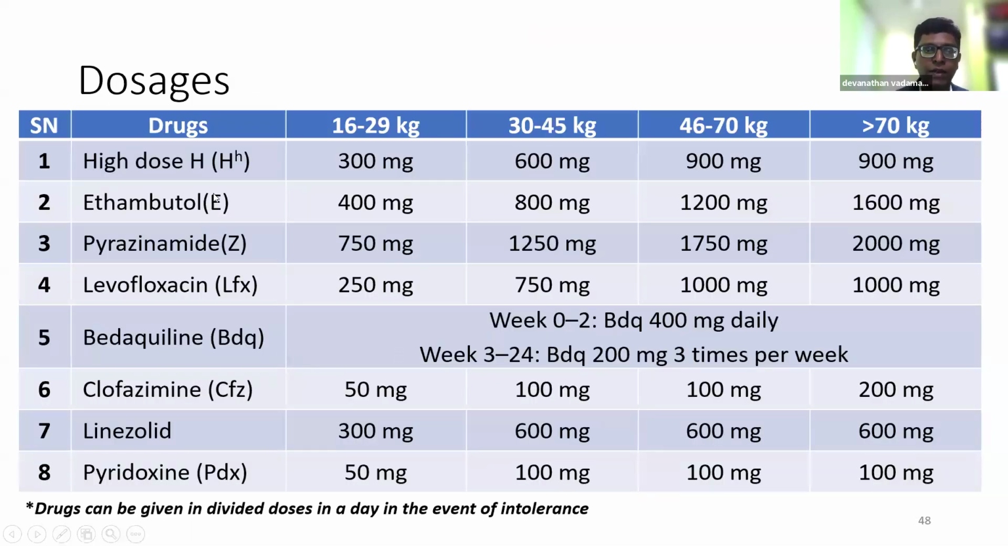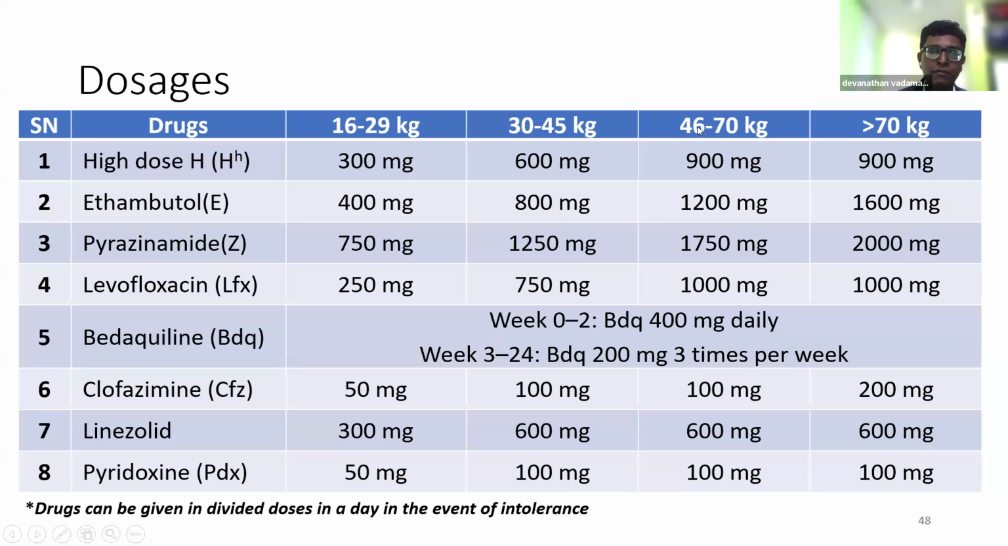So this is how the weight band is calculated. Again, we have seen we have 7 drugs in the intensive phase. In the continuation phase, all the 7 drugs will be given, but linezolid alone will be given for 2 months. The rest of the 6 drugs will be given for 6 months duration.